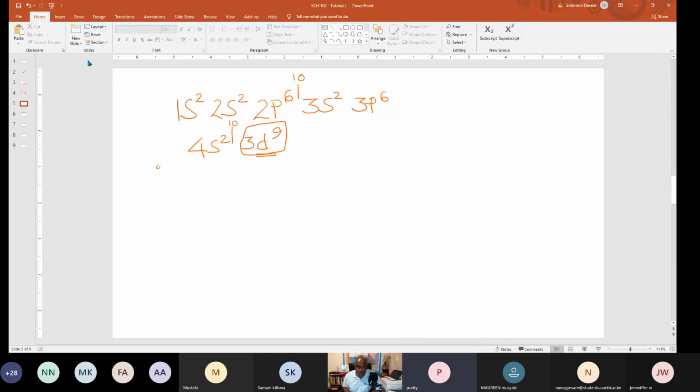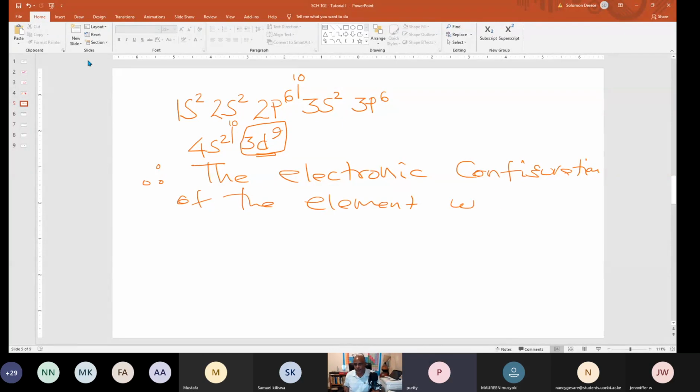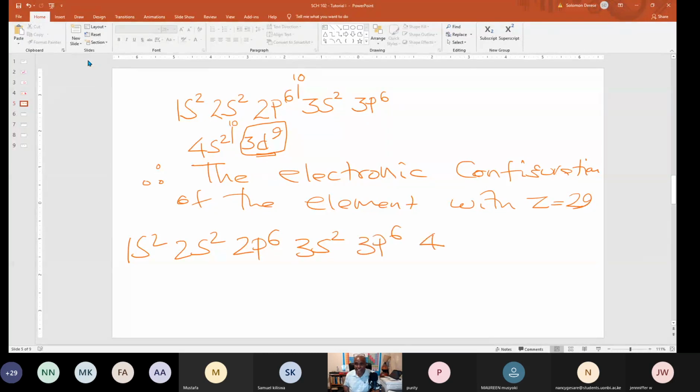Therefore, the electronic configuration of the element with Z is equal to 29 is 1s2, 2s2, 2p6, 3s2, 3p6, 4s1, 3d10.